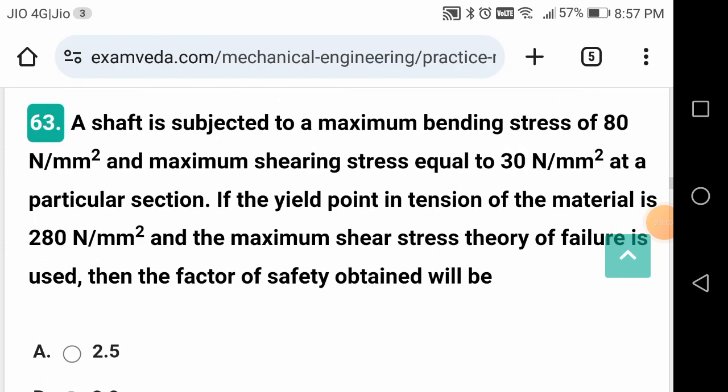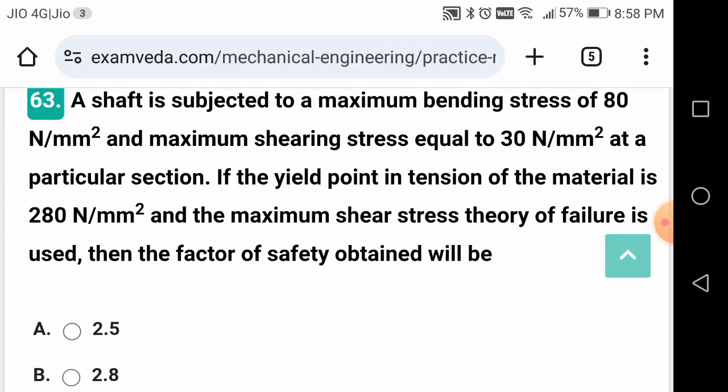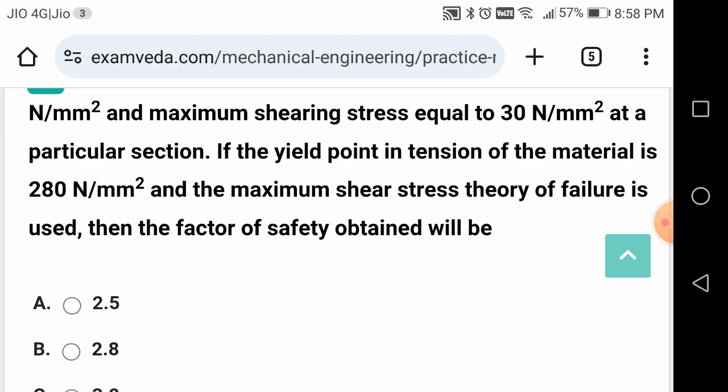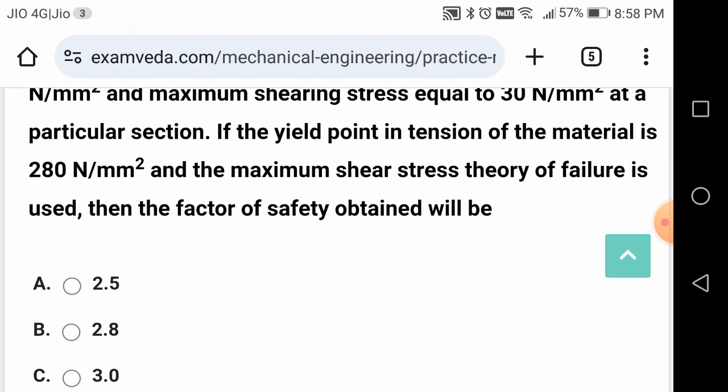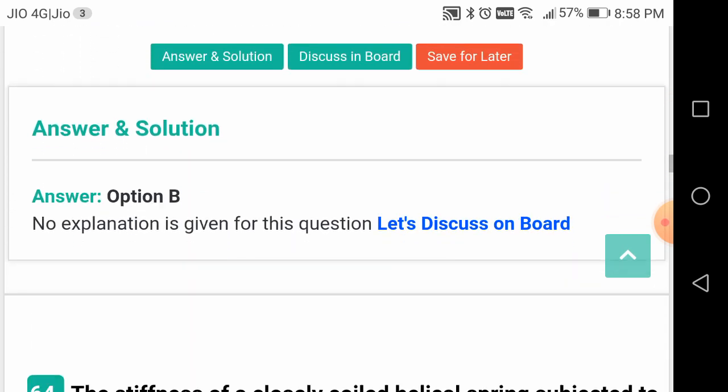So this is also called maximum principal stress theory, also called Rankine's theory, and maximum shear stress theory, also called Guest-Tresca theory. He is asking from Guest-Tresca's theory.